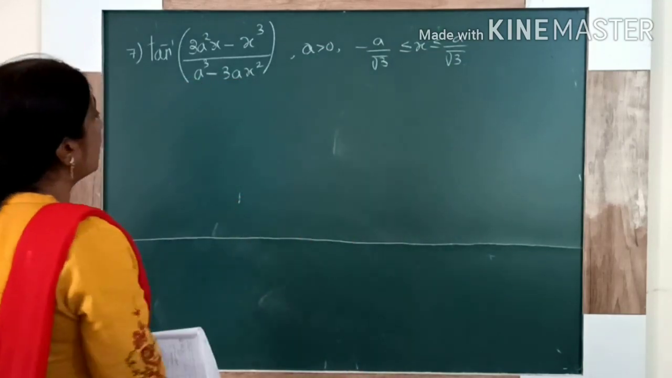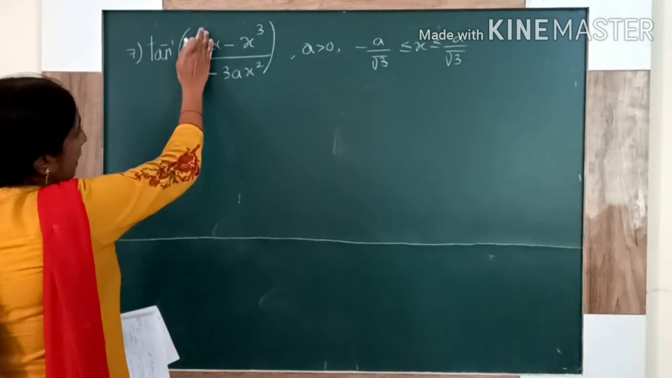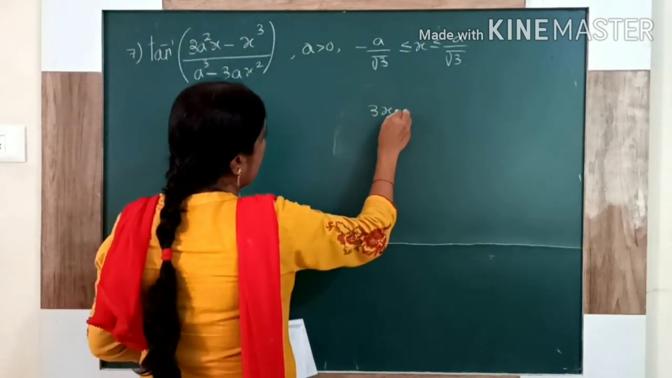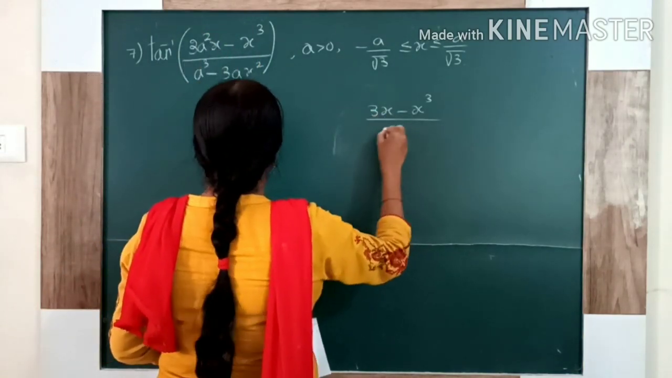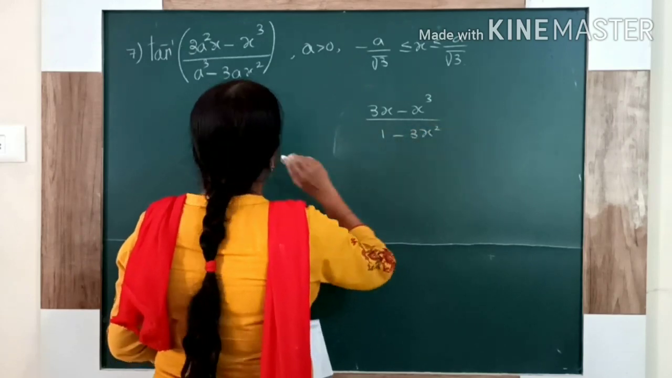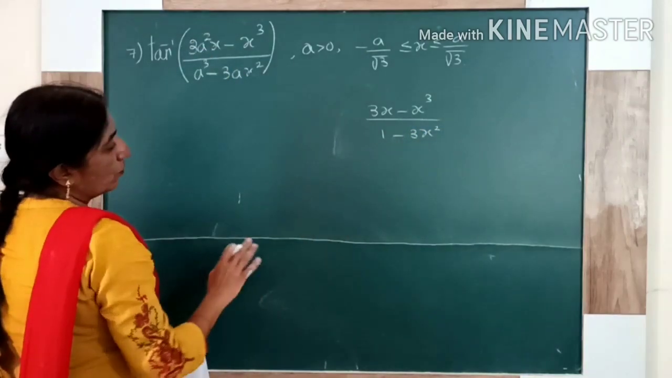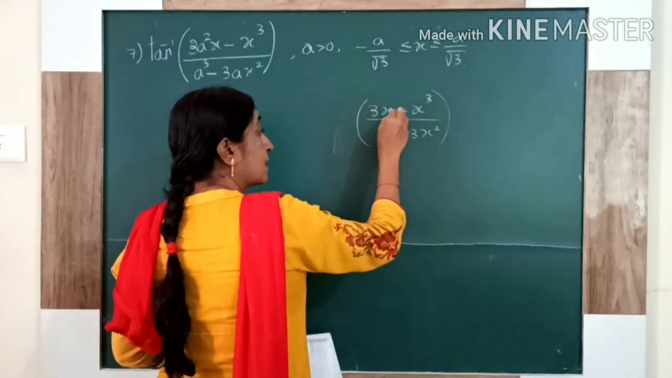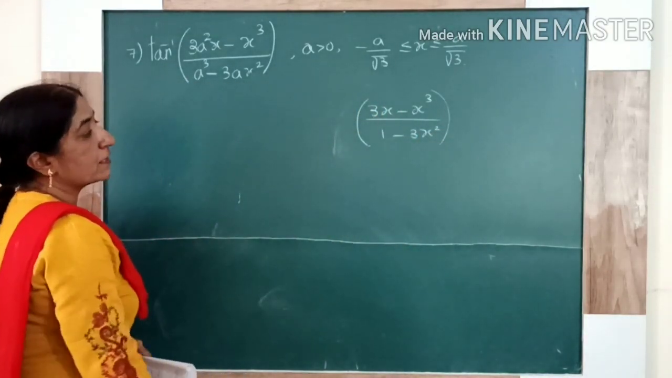So if you are thorough in the formula, leave this a. Only the remaining values, if you write, it is 3x minus x cube upon 1 minus 3x square, without writing a, only the x term. And if you are thorough in the formula, it is the tan 3 theta formula, or tan 3x.